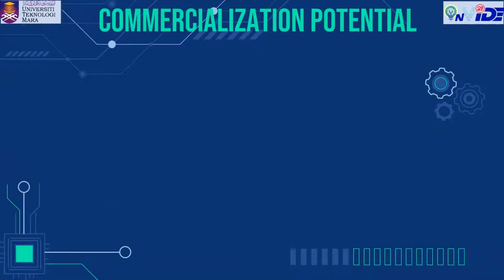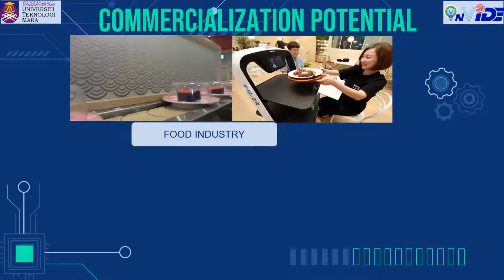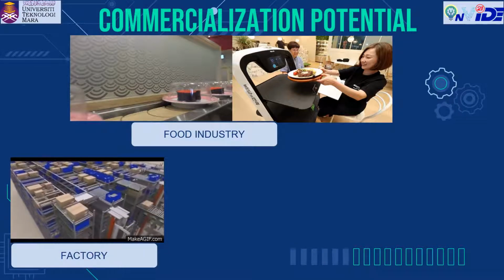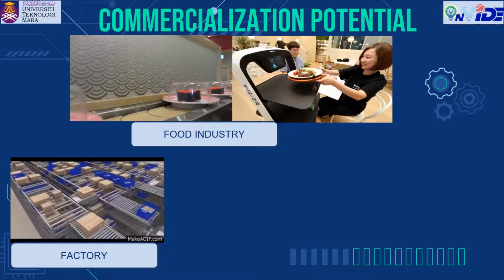Besides being light in weight, the simple geometry of the flexible plate can be easily manufactured to suit industry purposes. For example, the conveyor belt and intelligent service robot in the food industry, and the automated retrieval system in warehouses which increases storage efficiency with minimum human error.